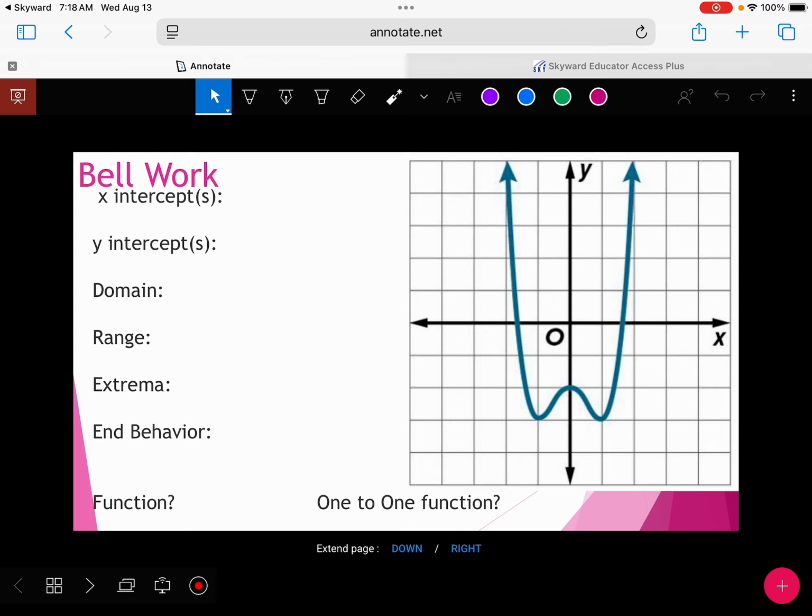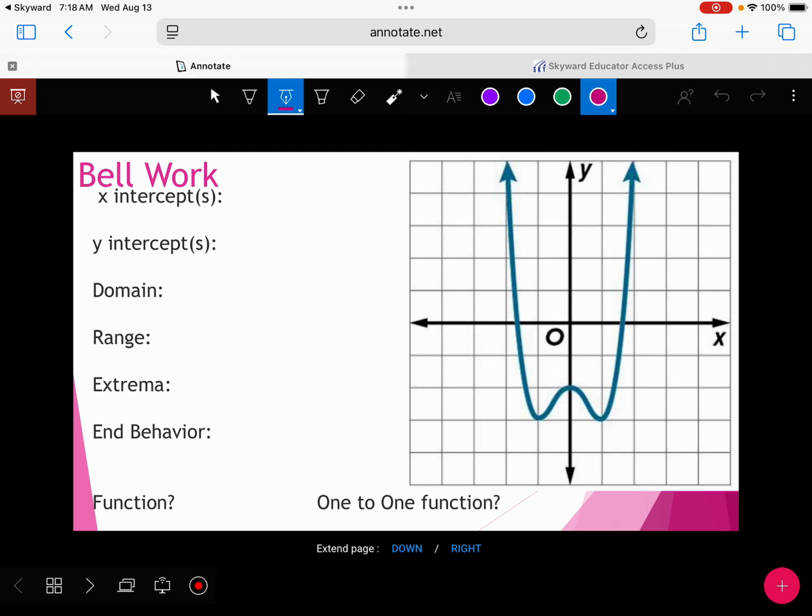Let's go ahead and start taking a look at this. On some of these, we are going to be doing some estimating, and that's okay. We're going to get it as close as we can, and we're going to call it good. So let's think about our x-intercepts.